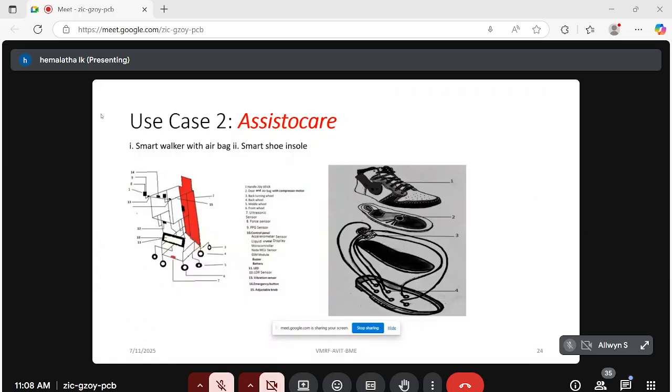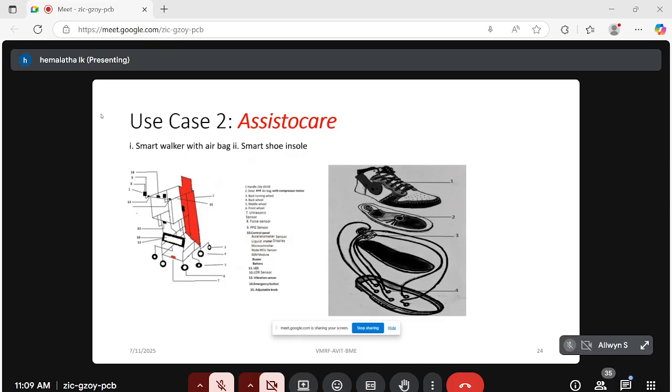The second one is the smart walker with Assisto Care. It is a rehabilitation device which has two models. One is a smart walker, another one is a smart insole. Both are integrated to the IoT module, and through this Assisto Care device we are helping with various parameters, such as how the gait analysis will be done.